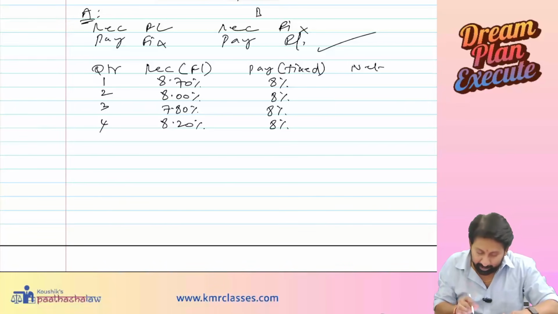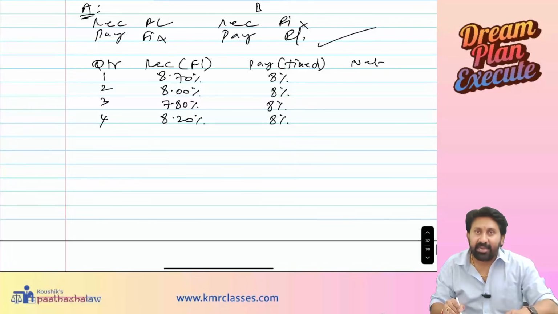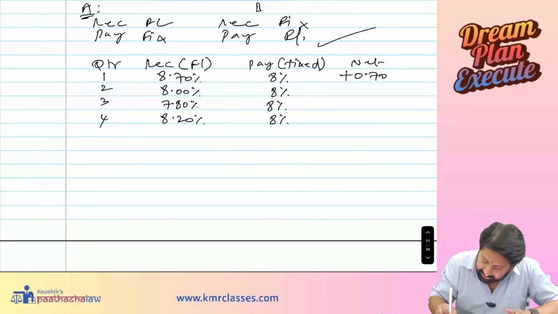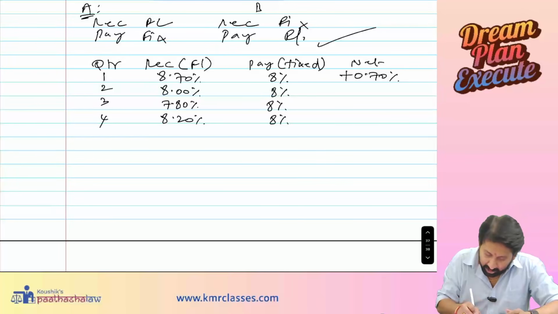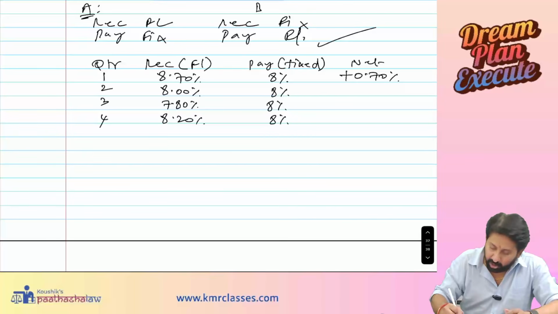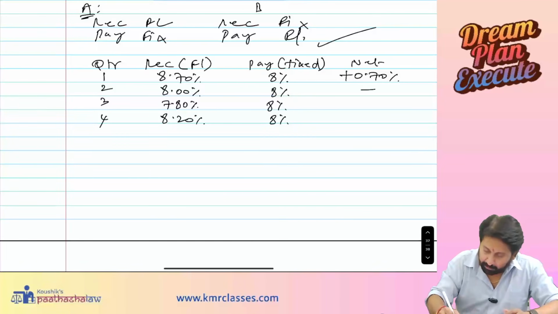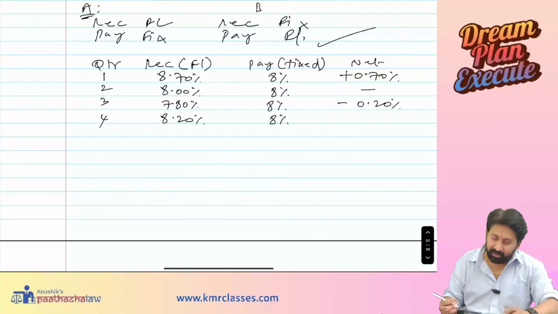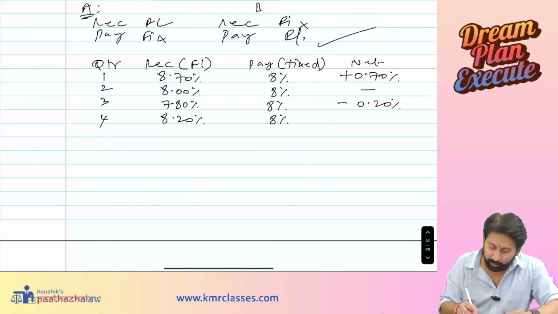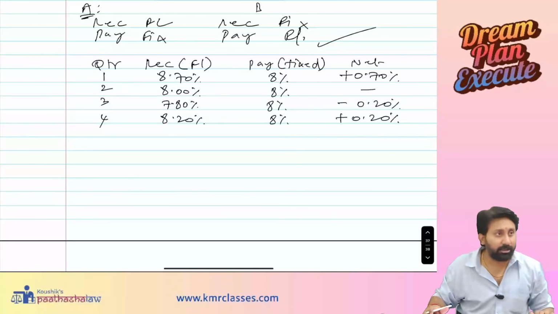Swaps, what will happen? You will receive 8.7 and you will pay 8. Really, you will not receive and pay. Net the transaction, you will get a 0.7% gain. Next, you will receive 8% and you will pay 8%. You are not going to get anything. You will receive 7.8. You have to pay 8%. You are getting a minus 0.2 here. You are getting 8.2. You are getting a positive cash flow here.